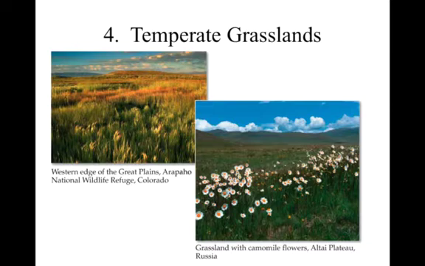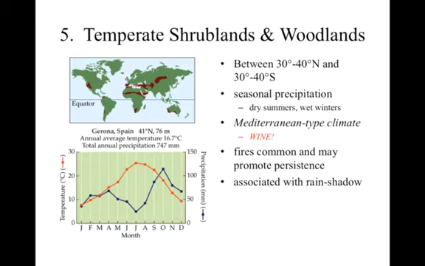And here's two pictures of different grasslands, one in Colorado and another in Russia. And you can see those fields of just different wild grasses growing.